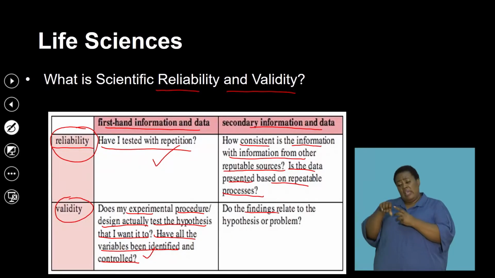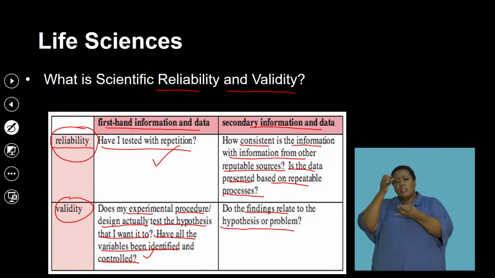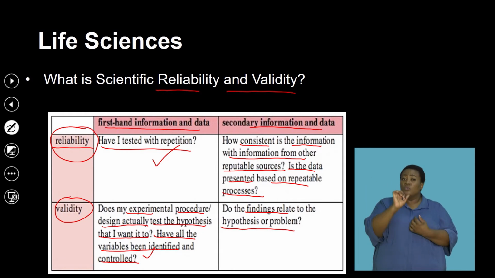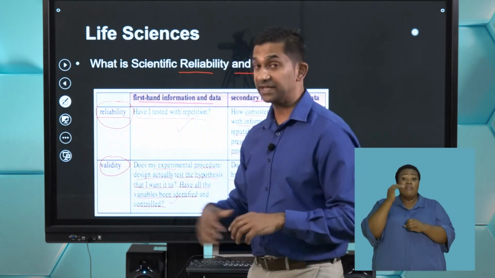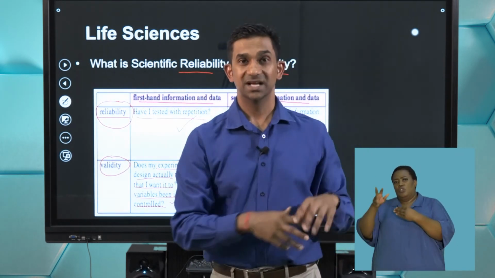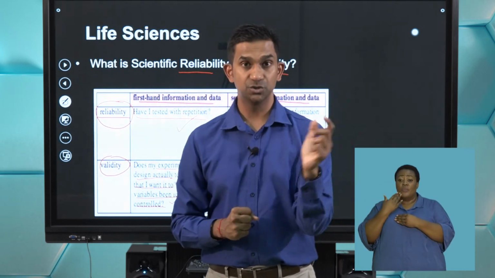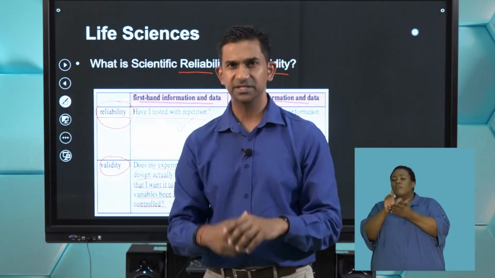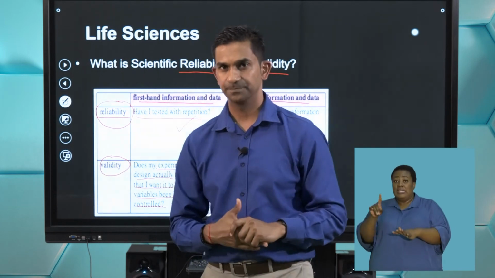So do the findings relate to the hypothesis or problems? When you read other information or other published sites, do they relate to your primary information or your experiment? And that is what produces valid results. So how do you know your results are valid? If you compare them to a published journal, and if they produce similar results, we say that this experiment has now produced valid results. Okay.